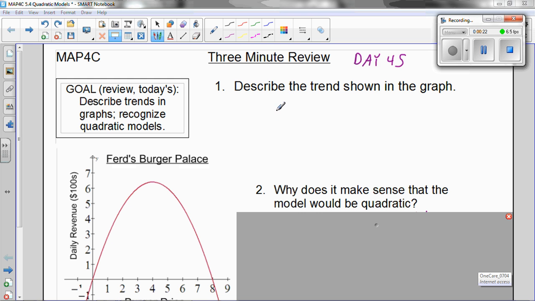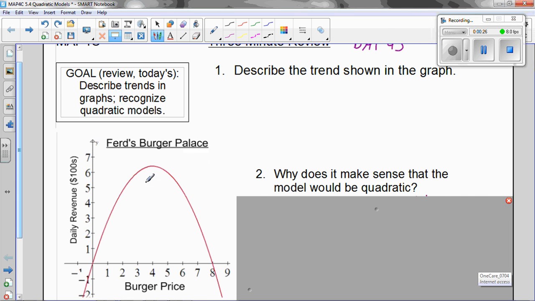Describe the trend shown in the graph. All they want us to do here is just tell the story that the graph is telling. So we always read it as the independent variable is increasing. So as burger price increases, we always read that from left to right. Well, what happens to the daily revenue in hundreds of dollars?